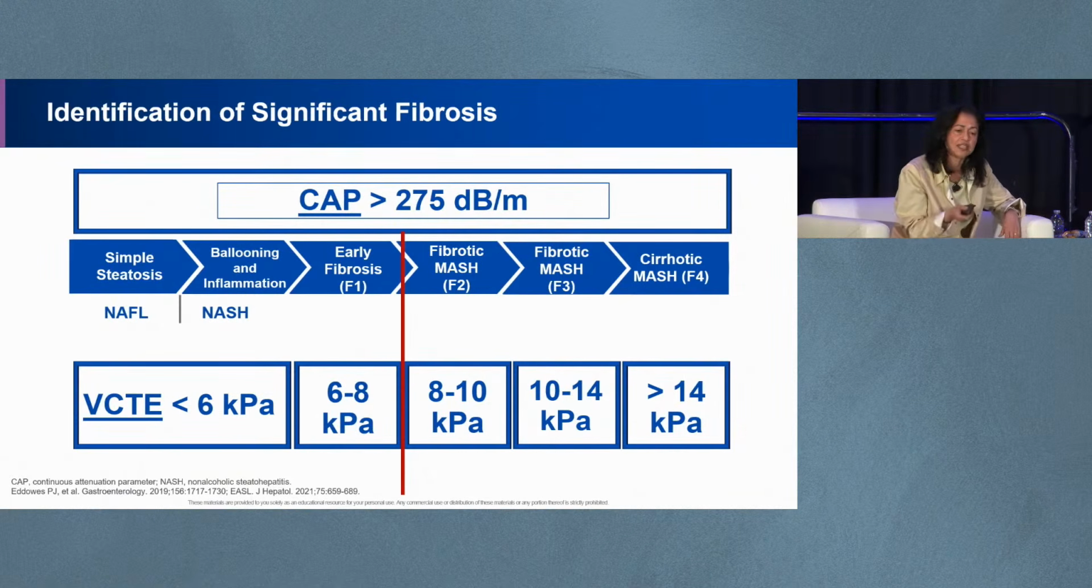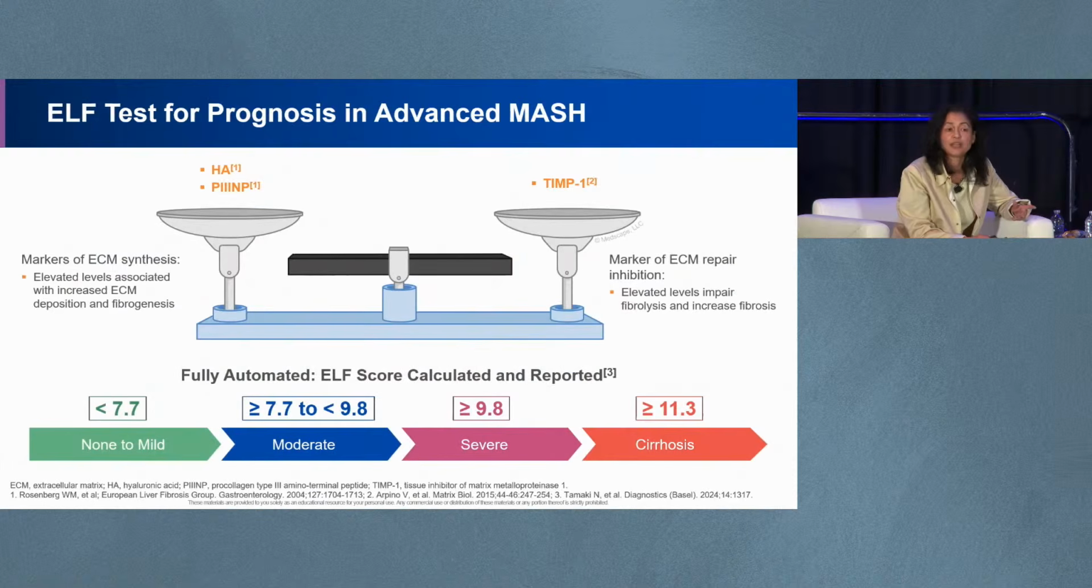So for VCTE, this 8 kPa is that threshold where you're now at risk of having F2 or higher fibrosis. And the CAP score measures the amount of steatosis, and here they're recommending 275. There are different numbers there, but the point is you want to see if there is steatosis, and the CAP on FibroScan can give you that information. Now, not everybody has access to VCTE, and so there is an enhanced liver fibrosis test, or ELF test, which is available in the United States and available in the UK. Yeah, available in the UK as well.